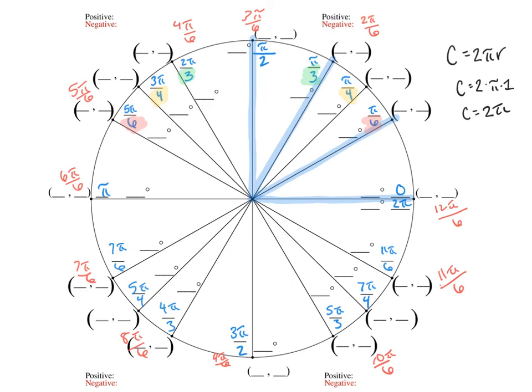So again, I just kind of count all the way around the circle. There are many patterns you may notice. Use those if you want. But this is what we have on radians of the unit circle.